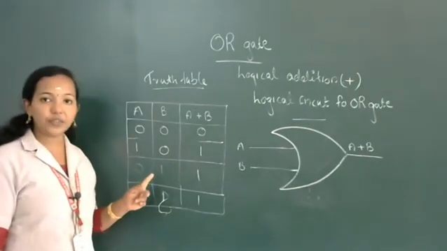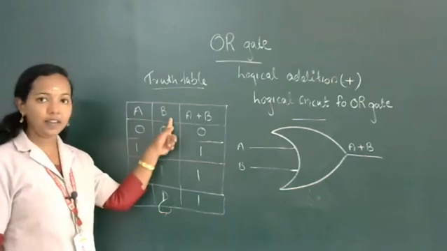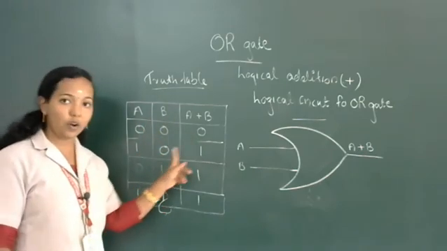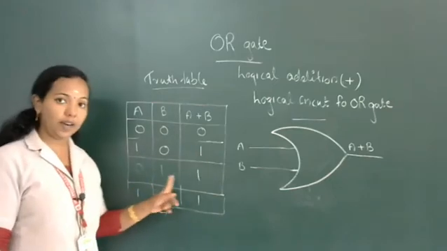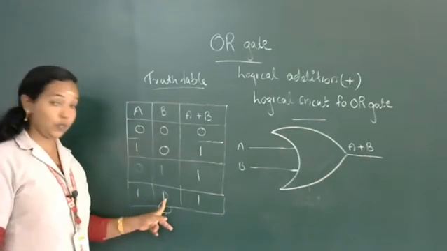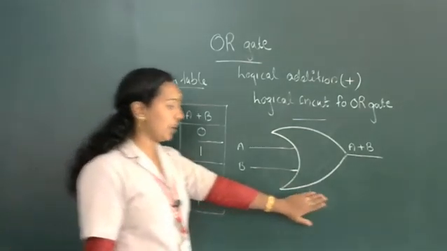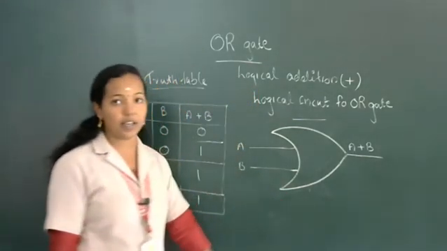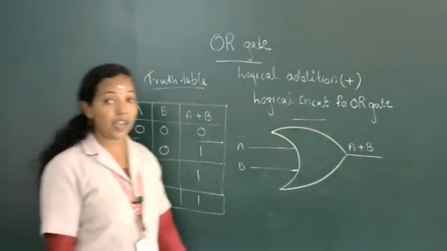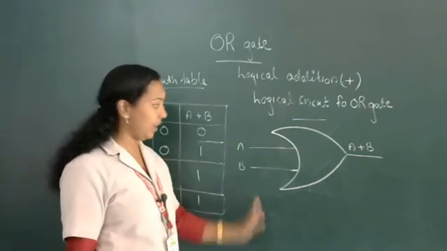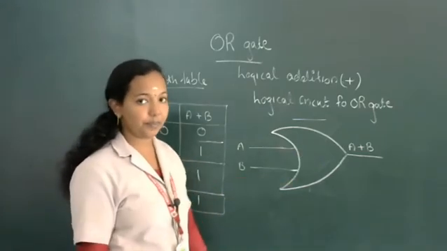How many inputs are we using here? 2 inputs, A and B. 0 plus 0 is 0. 1 plus 0 is 1. 0 plus 1 is 1. 1 plus 1 is equal to 1 itself. And this is the logical circuit diagram for the OR gate. A, B, A plus B. Clear? I think the concept is clear.